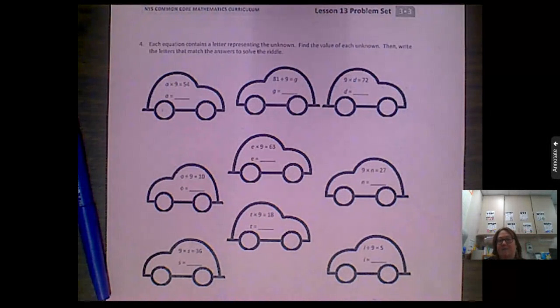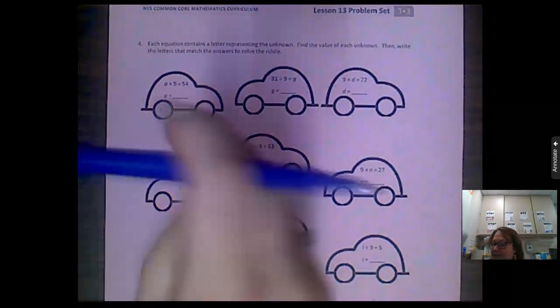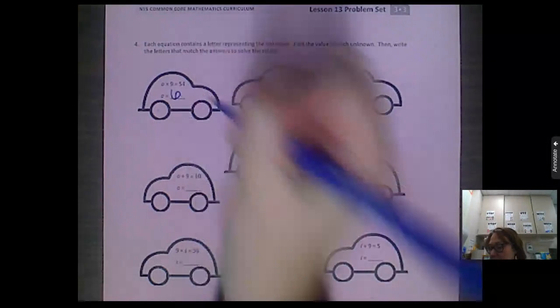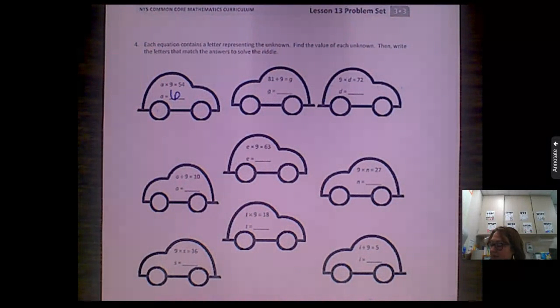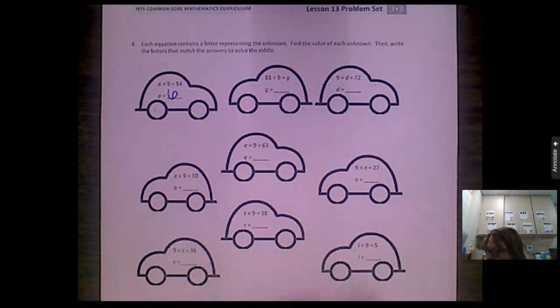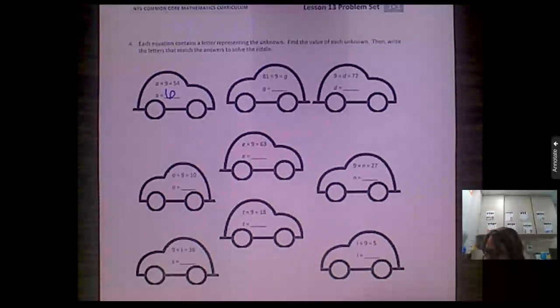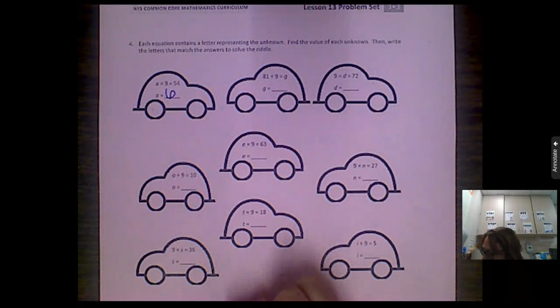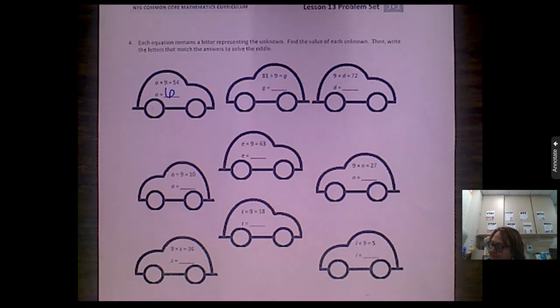Here we go. 9, 18, 27, 36, 45, 54. Stop. How many 9s did we count? 6. So A equals 6. So we find the 6's down below. There's one right there. And we're going to put an A. That's an A. And that's an A. Ooh, there's lots of A's. That's an A. I think that's it. You see any more? I had 3 A's. Did you too? Okay. Good. I think we got them.